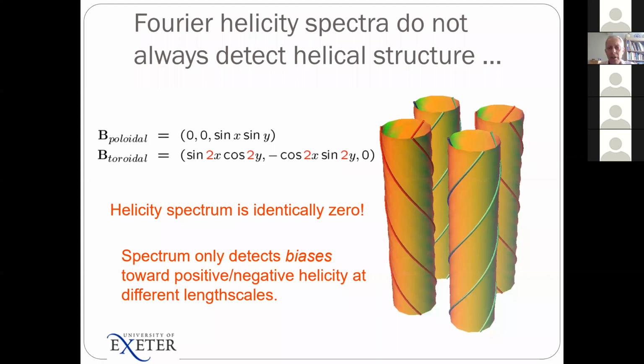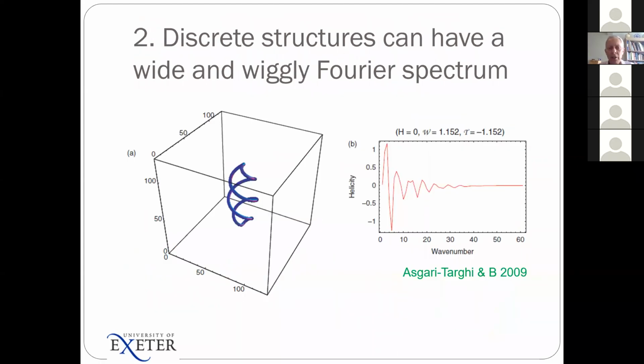The second problem is if you're not doing a turbulence study, but you're looking at a discrete flux tube. You know that if you Fourier transform a delta function, you get an infinite sine wave, and you have something like Heisenberg uncertainty: the smaller the object you're transforming in real space, the wider the spectrum is. This is from a study by Mahboubeh Asgari-Targhi and myself several years ago. We Fourier transformed discrete flux tubes that were twisted and writhed and so on to see what you get. And you do get a wide, wiggly spectrum just because it's a very small, discrete object. So again, that's something you have to take into account when you're doing Fourier analysis.